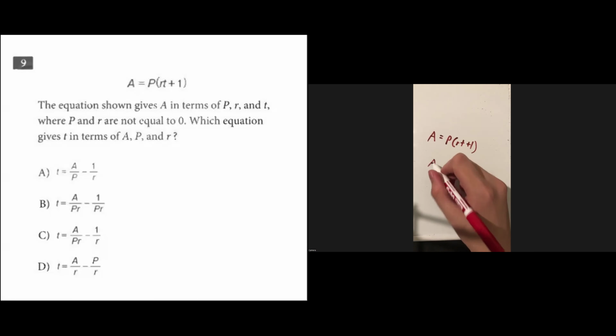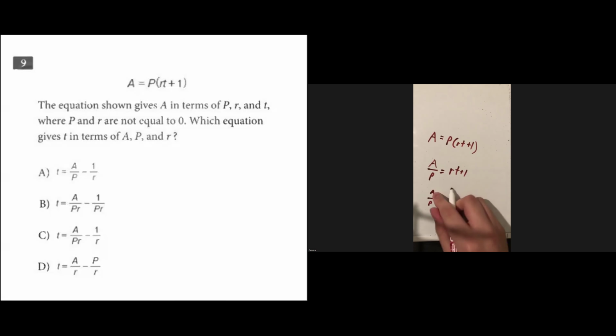Okay, so for question 9, we have A equals P times (RT plus 1). We need to find it in terms of T. So we can just divide by P. So A over P equals RT plus 1. Subtract 1 from both sides. A over P minus 1 equals RT. Divide both sides by R. So A over PR minus 1 over R equals T. So that's the correct answer. So the correct answer is C. Answer choice C.